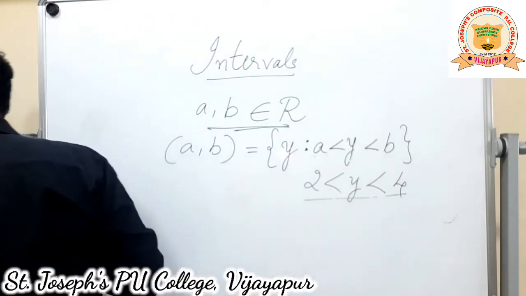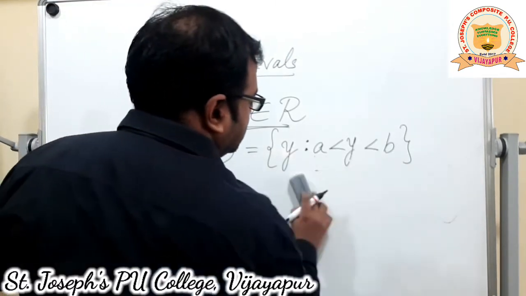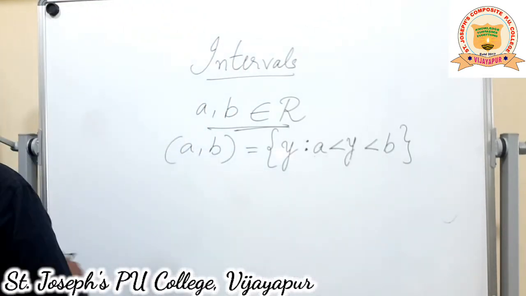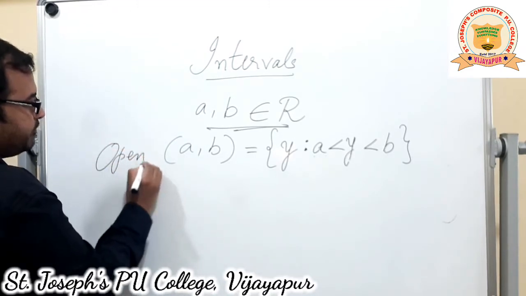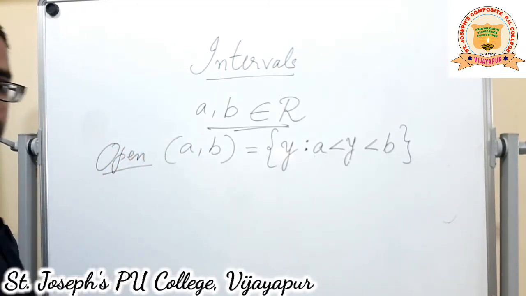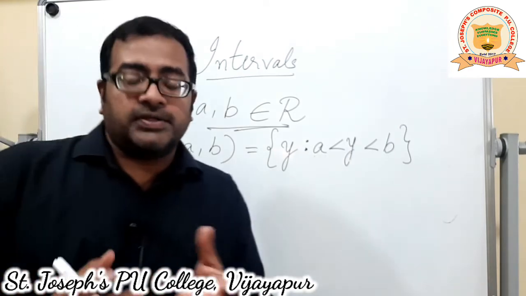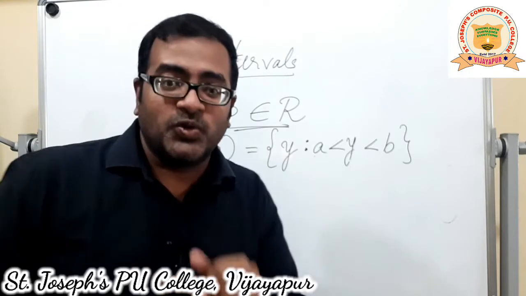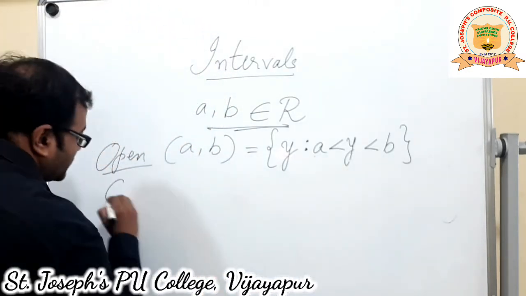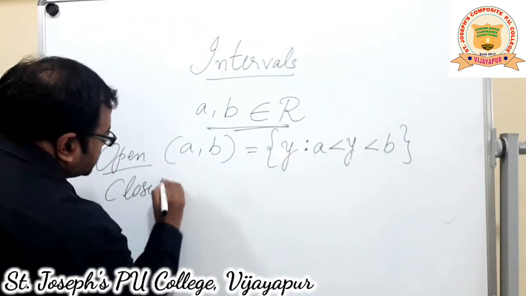Right. Now let us see the different definitions here. So this is called an open interval. As we know the antonyms in English, if open interval is there, there must be a closed interval, right? So let's go for a closed interval. What do you mean by closed interval?